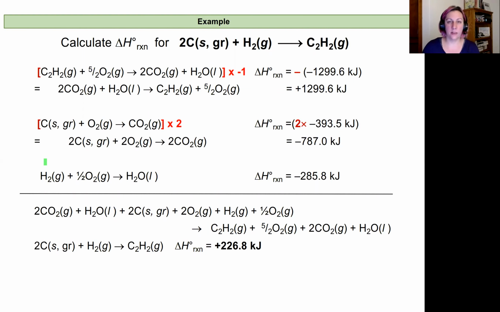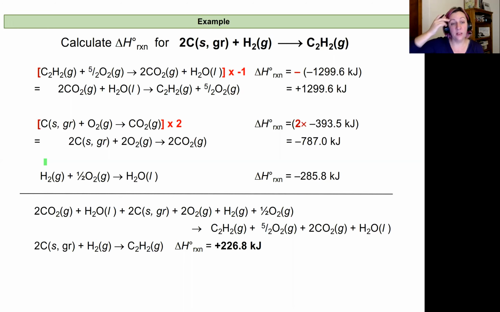Let's look at another example of Hess's law. In this one, we want to calculate the enthalpy of the reaction for 2 carbon, and this is solid graphite rather than solid that's in the diamond state. Be careful with these phases as they're important. A solid made out of graphite is different than a solid made out of diamond in the case of carbon, or a solid versus a liquid would have a really different enthalpy as well. So this reacts with hydrogen gas to form C2H2 gas.